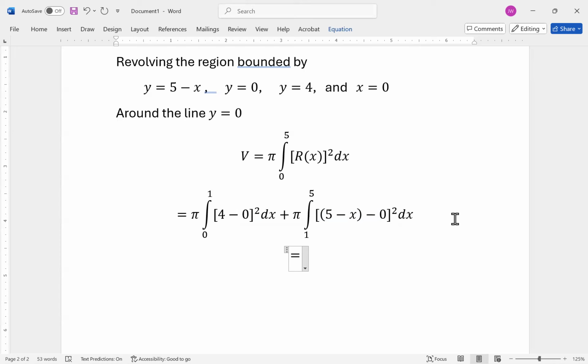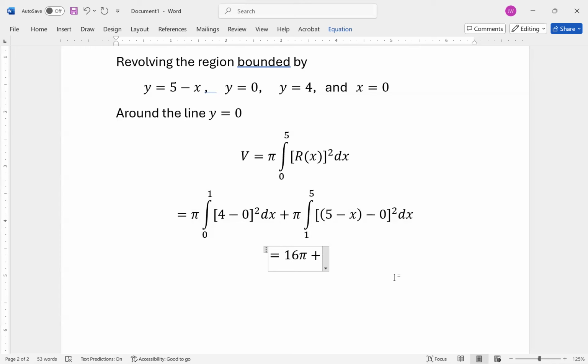The first integration, when you integrate, you end up with, I believe, 16. Yes, 16. That is 16 pi, excuse me. So don't forget about the pi out front. So 16 pi.